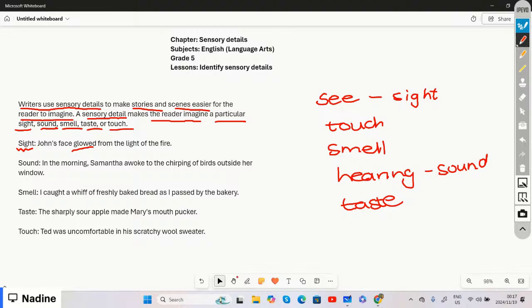The next one says sound. How we can imagine sound. It says, in the morning, Samantha awoke to the chirping of birds outside her window. So, the chirping of birds.